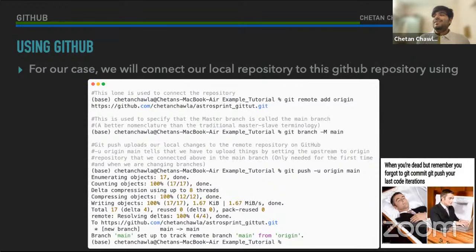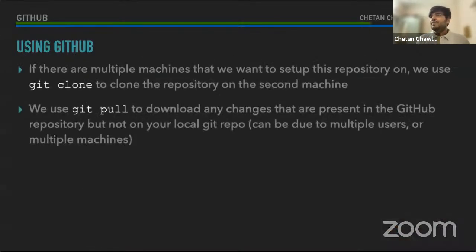So it's advisable to do git commit and git push your last code iterations whenever you are shutting your system or doing something considerably different. And if there are multiple machines that we want to set this repository onto, we can clone this repository onto other machines. These are just some useful FYIs.